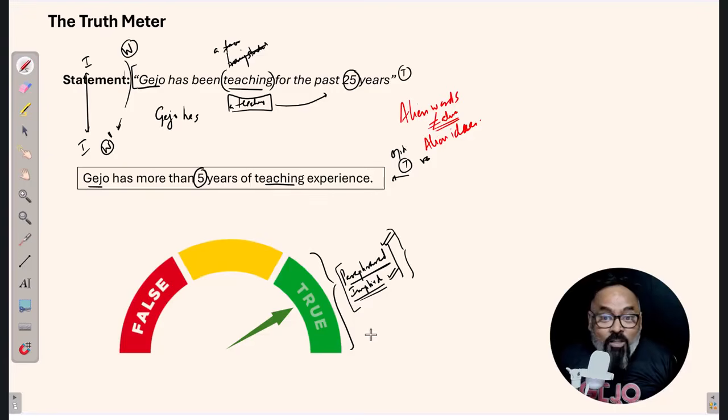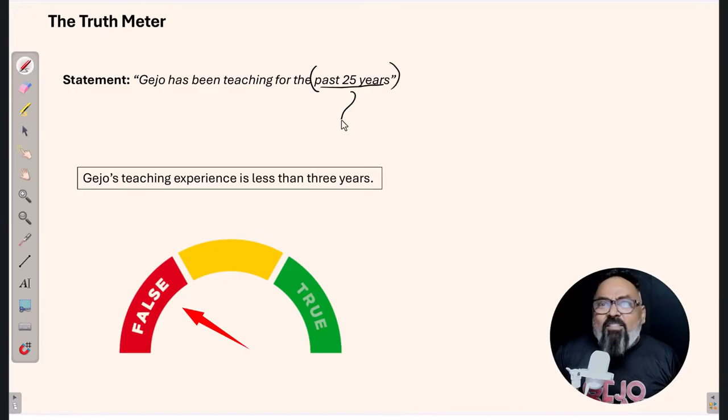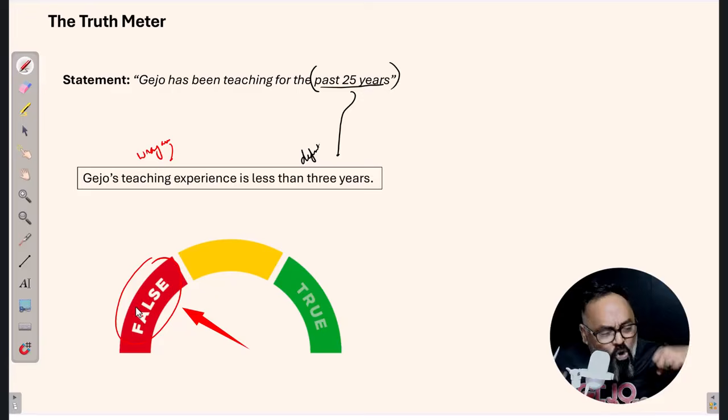Now let's move on to another statement. Gejo has been teaching for the past 25 years. Gejo's teaching experience is less than 3 years. You're like, what? That has to be false. If the statement is true that he's been teaching for the past 25 years, this statement is definitely false. Easy to identify. Most of us assume that the wrong answer means something that is false. That is an assumption. We are looking at a contradiction, at absolute lies in the wrong answer. That's what you're looking at.